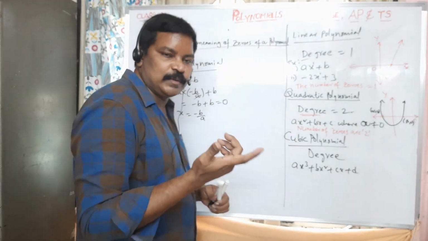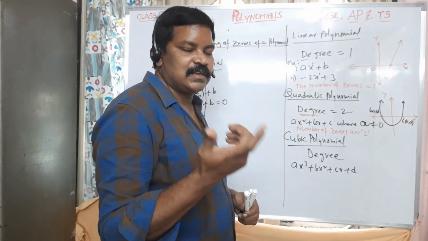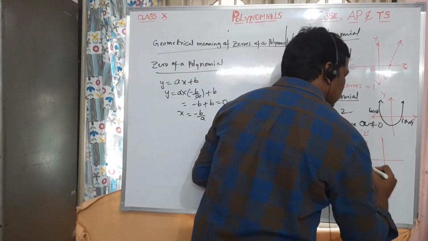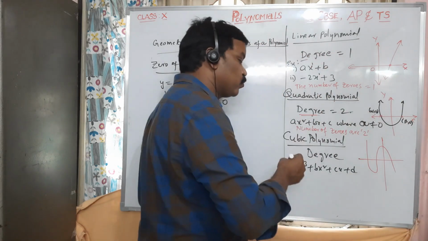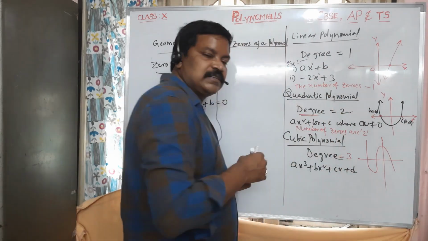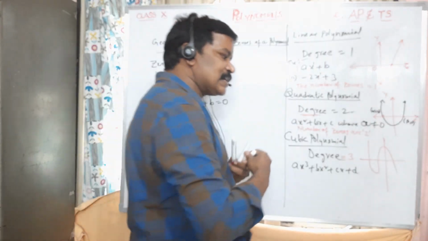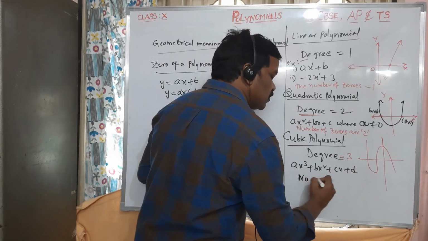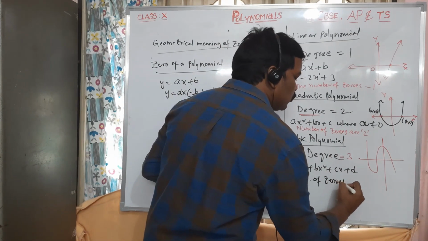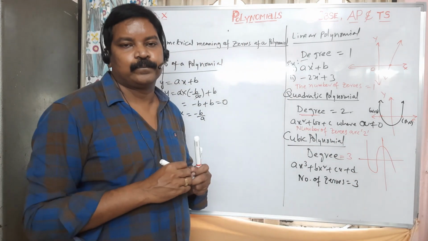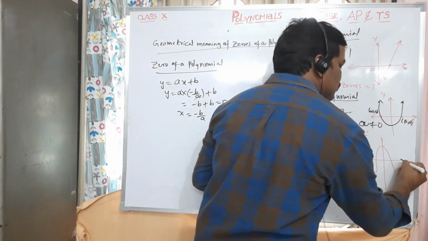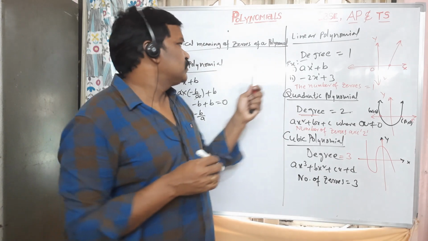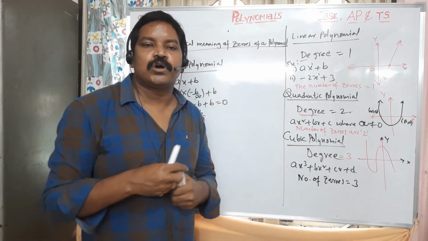Next one is cubic polynomial. Since the degree is 3 here, it intersects the x-axis at 3 points. Therefore, the number of zeros of this cubic polynomial is 3. Understand, children? So this is the geometrical meaning of zero of a polynomial.